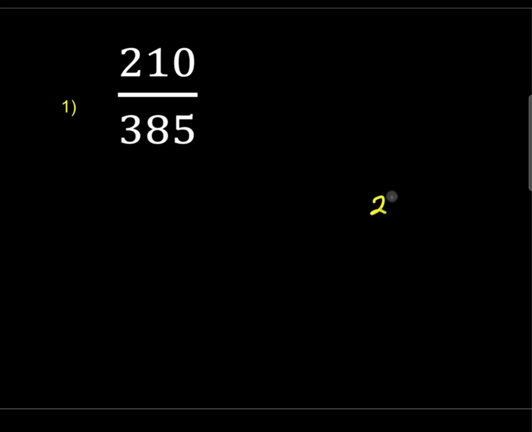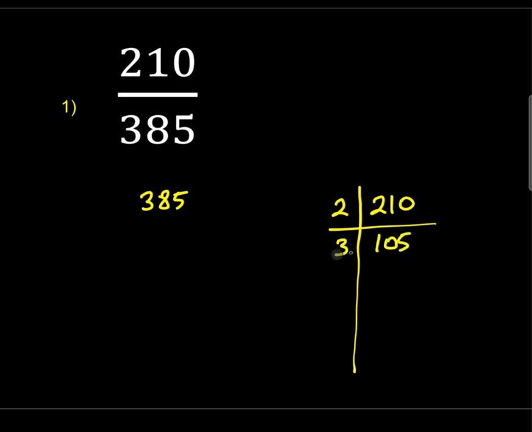Let's factor 210 and also 385 to their prime factors. 210 divided by 2, we get 105. 105 we divide by 3, we get 35. Divide by 5, we get 7. Divide by 7, we get 1.